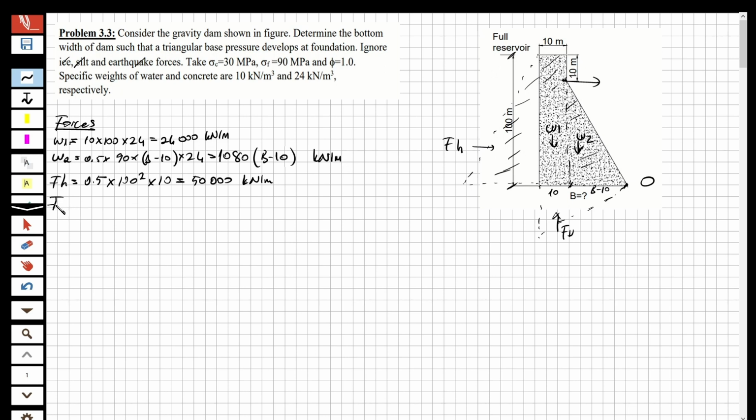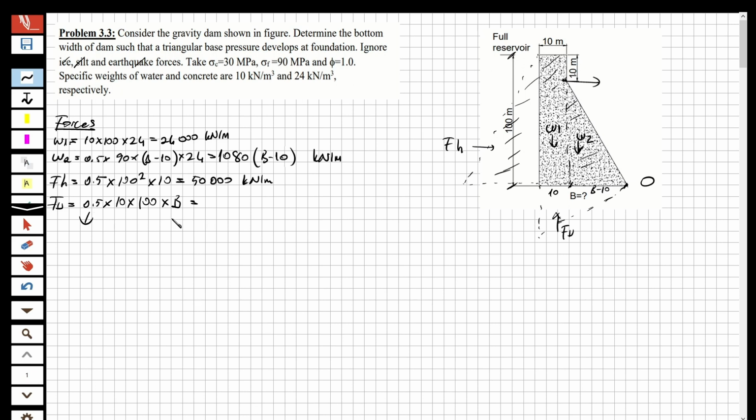And we also have the uplift force, if you remember. For the uplift force, it's going to be 0.5 multiplied by 10 multiplied by 100 and multiplied by the base width. So what is the base width? The base width is B, we don't know it. But look at here, I'm going to show you something. This one is 0.5. Why is it 0.5? I'm going to show you that.